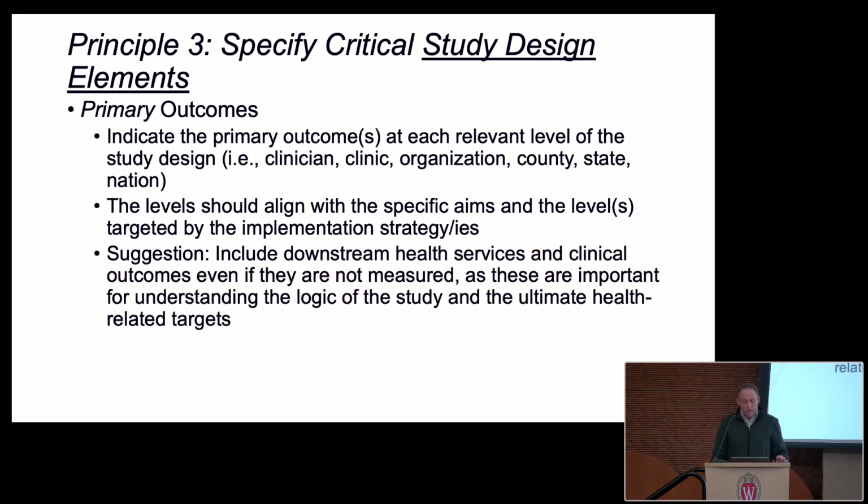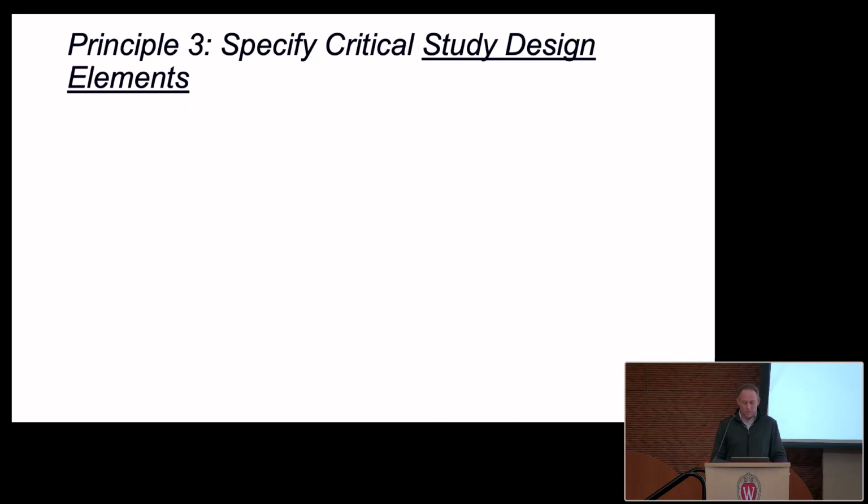So my suggestion too is to also include the downstream health services and clinical outcomes, even if you're not measuring them. You may say, why would I not measure these? In a lot of pilot studies, we might only get to the implementation outcome and say, hey, that's good enough for our pilot purposes. Or there are situations where what we would call a pure implementation trial happens, where you can't actually get clinical outcome data. Rare circumstances these days, but it does still happen.